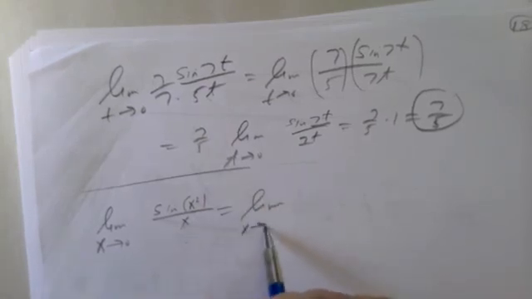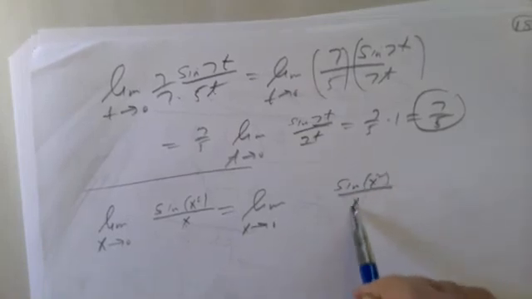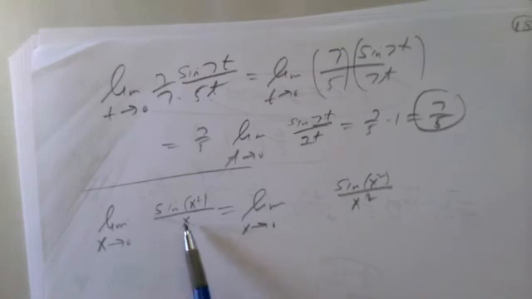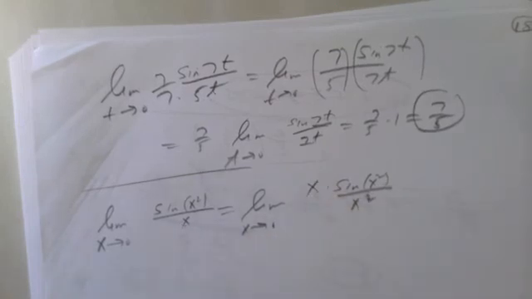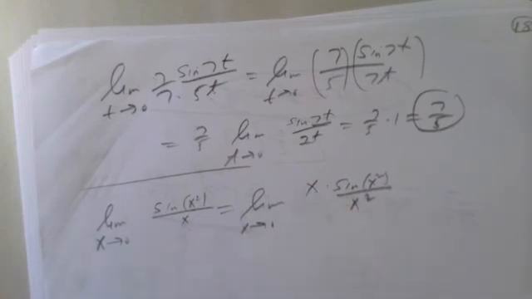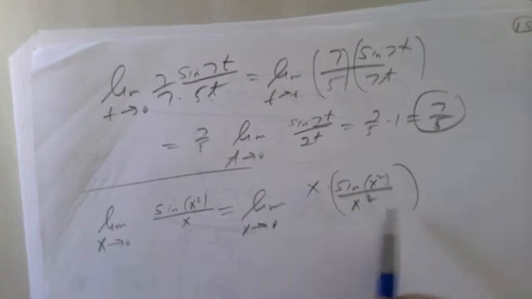But of course, I would like to have sine of x squared over x squared. But if I'm going to multiply the denominator by x, I have to multiply the numerator by x, because 1 over x is x over x squared. So this is a correct statement. And so this is the limit of x times sine of x squared over x squared.